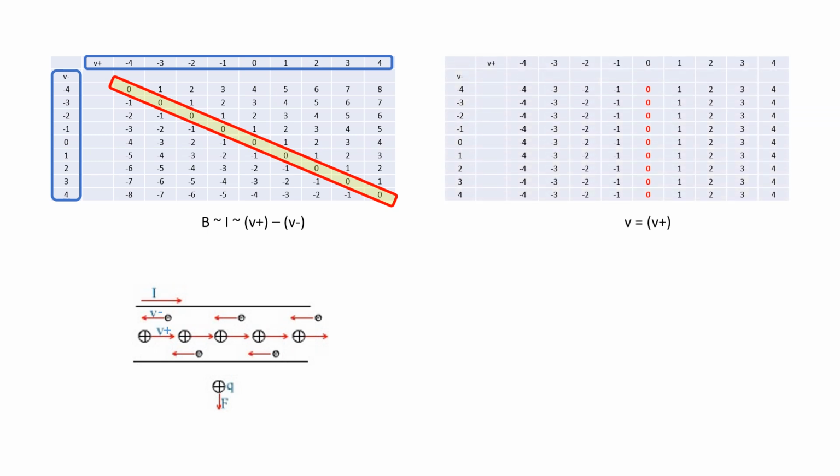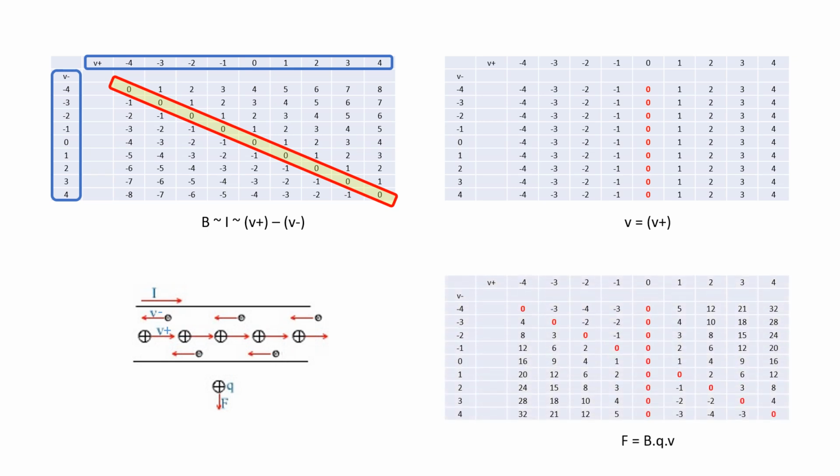If they are the same, then the electric current as well as the magnetic field will be zero. The second table on the top right shows the velocity of the wire relative to the lab frame. It's the same as the velocity of the positively charged metal atoms in the wire. The third table on the bottom right shows the force exerted on the test particle. It's simply the multiplication between the cells in the first table and the corresponding cells in the second table.